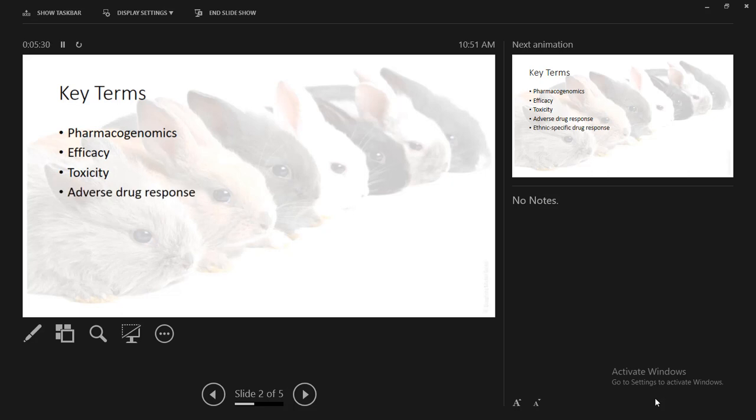Adverse drug response. When you see this term, you're going to immediately think pathology, and I don't want you to think that. When you see this term, you need to think something other than intended. An adverse drug reaction or an adverse drug response is a response by an individual that is other than what you expect. Sometimes that might actually be a beneficial response, but we would still consider it to be an adverse drug response, even if it is beneficial.